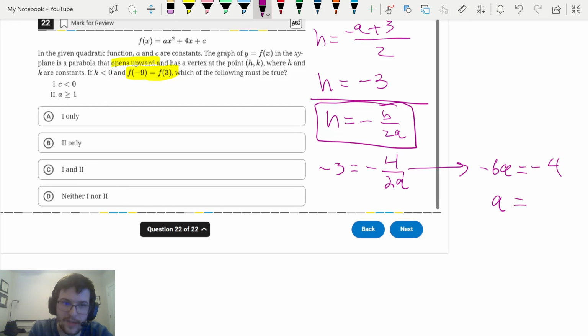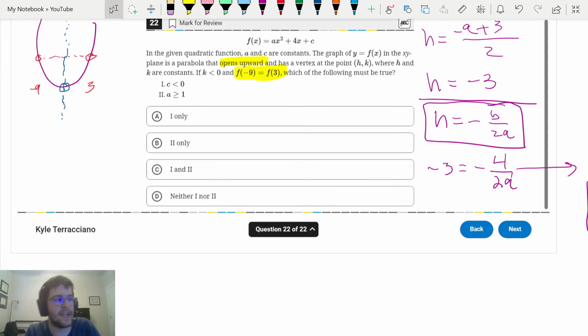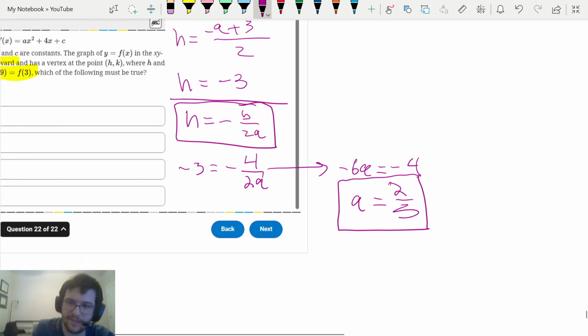And then divide both sides by negative 6, and we get negative 4 over negative 6, which, if you simplify that on your calculator, is 2 over 3. So a is equal to 2 over 3. So the question says a is greater than or equal to 1. Okay, well, that is wrong. 2/3 is not greater than or equal to 1.